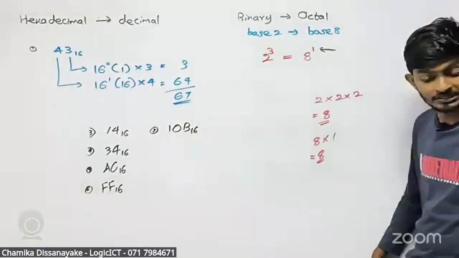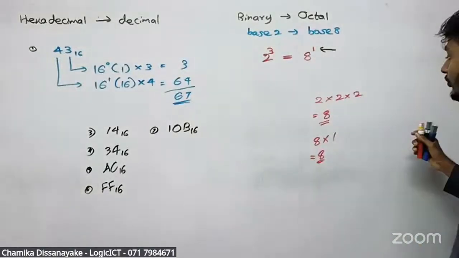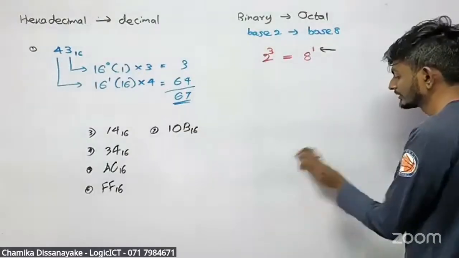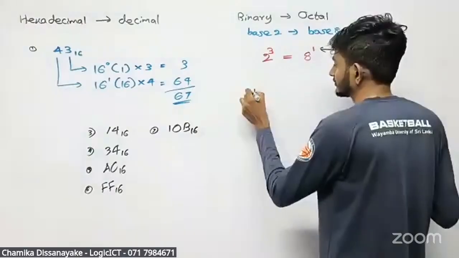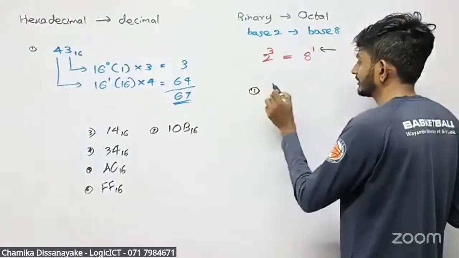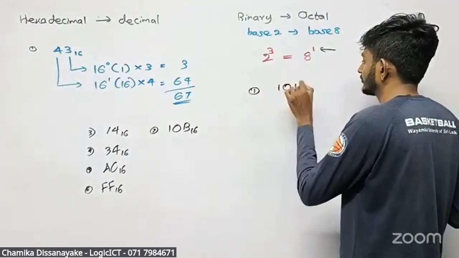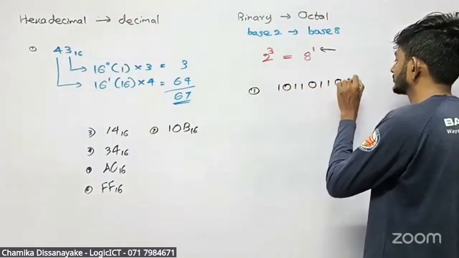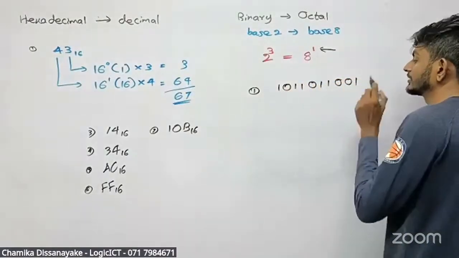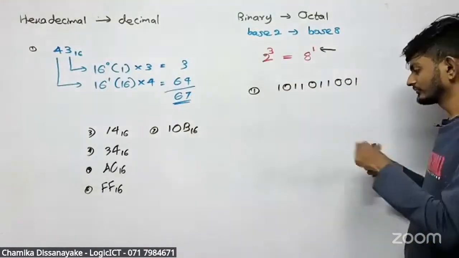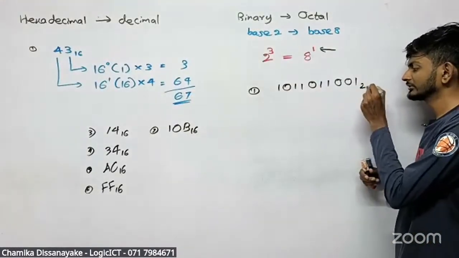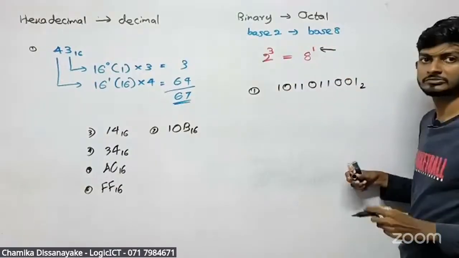Okay. Let's do the conversion. Binary to octal. That means here we have to get the binary number. So the first one, binary number. What will be the binary number? 1, 0, 1, 1, 0, 1, 1, 1, 1. This is a binary number. So then we are going to convert this number to the octal number system.